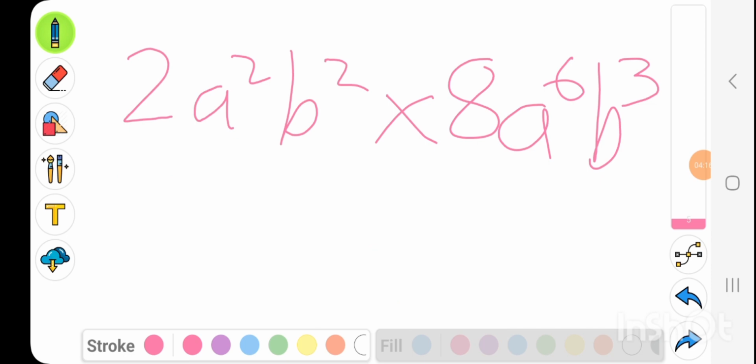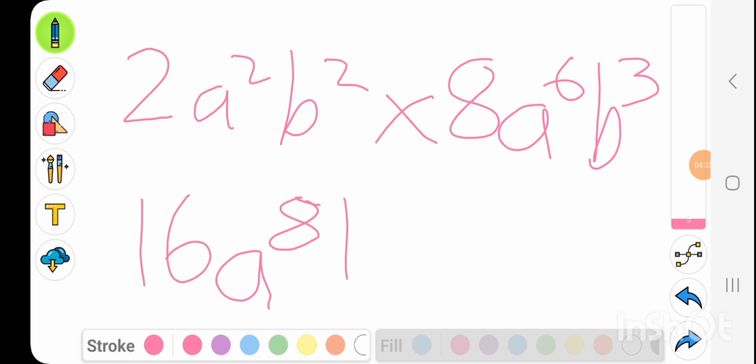So for the numerator, it's 16, because without powers, you can multiply them. It's like any basic multiplication. So 2 times 8 is 16, and then a squared times a to the power of 6 is a to the power of 8. And then b squared times b cubed is b to the power of 5. So 16, a to the power of 8, b to the power of 5.